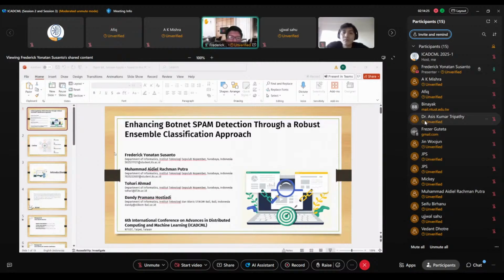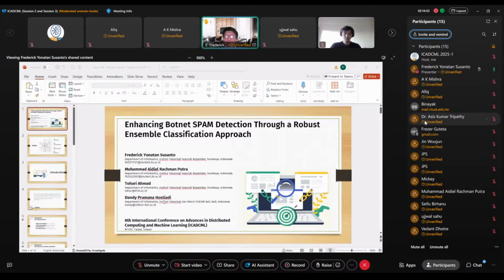Now, there is research on botnets with ensemble classification before. There is work from Bijal, botnet analysis using an ensemble classifier, effectively combining multiple models to improve detection accuracy. This approach demonstrates the potential of ensemble methods to enhance the identification of botnet activities by leveraging the strength of different classifiers.